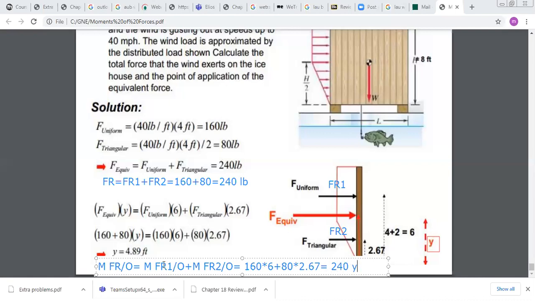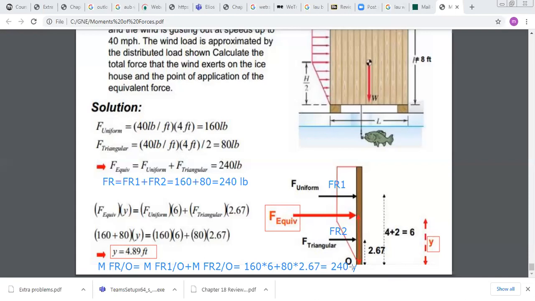The only unknown in this equation is Y, so you can calculate Y. So from the equal resulting moment, we can get the location Y. And in this way, we have replaced the distributed load in this problem with only one force, F equivalent, equal to the summation of FR1 plus FR2, and it should be located at a distance of 4.85 feet from O to produce the same moment.